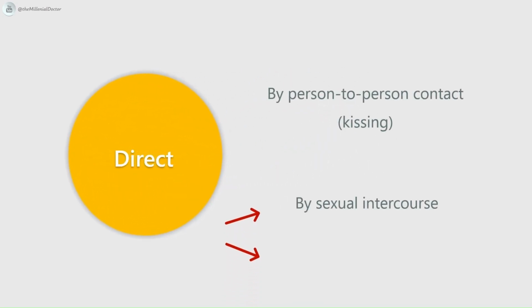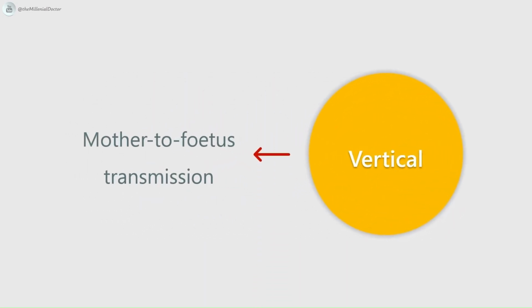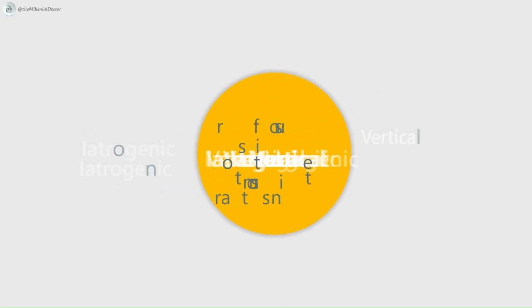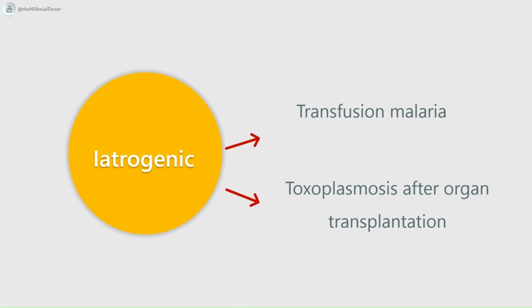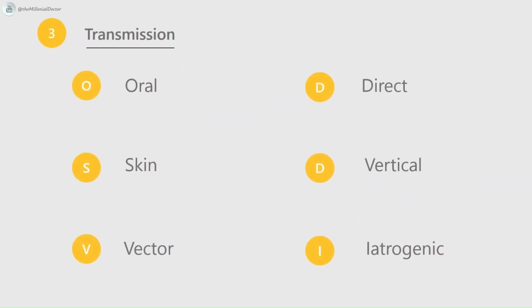Next, the direct mode of transmission. Parasitic infections may be transmitted by person-to-person contact in some cases. Example, by kissing in the case of gingival amoebae and by sexual intercourse in trichomoniasis. Then, the vertical mode of transmission. Mother to fetus transmission may take place in malaria and toxoplasmosis. Then the iatrogenic mode of transmission. This is seen in case of transfusion malaria and toxoplasmosis after organ transplantation. So these are the various modes of transmission.